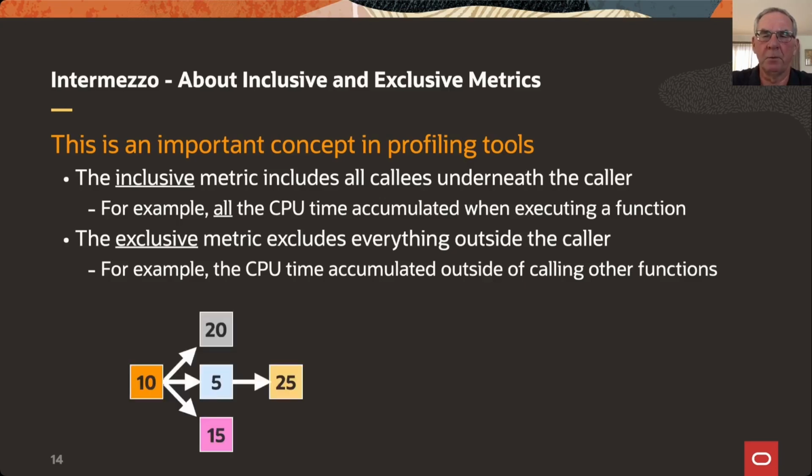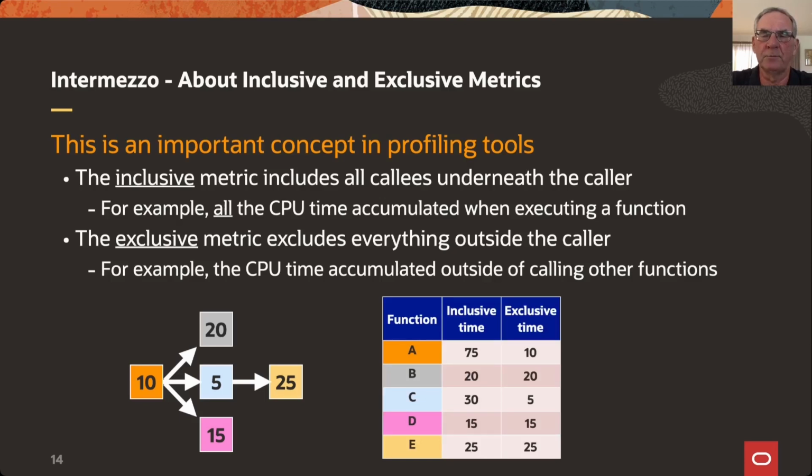And here's a simple example. I have a bunch of functions here, and the orange one, let's call it A, is calling everybody else, and this is showing their respective times. If you compute the inclusive and exclusive time for that, you would see the following. A is calling everybody else, so its inclusive time is 75. Its exclusive time is 10. B is what we call a leaf routine. It's not calling anybody else, so its inclusive and exclusive times are the same, 20 seconds. C is taking only 5 seconds by itself, but it's calling something that takes 25.